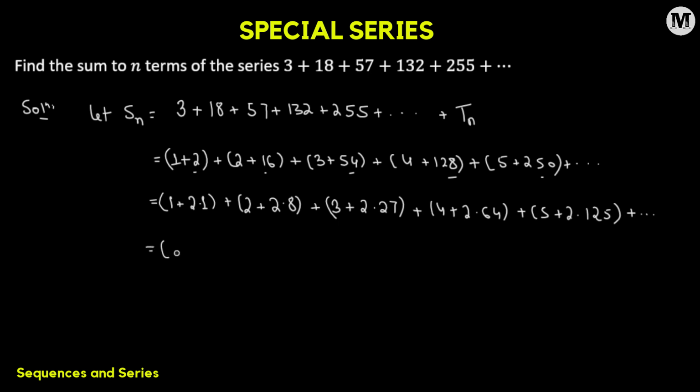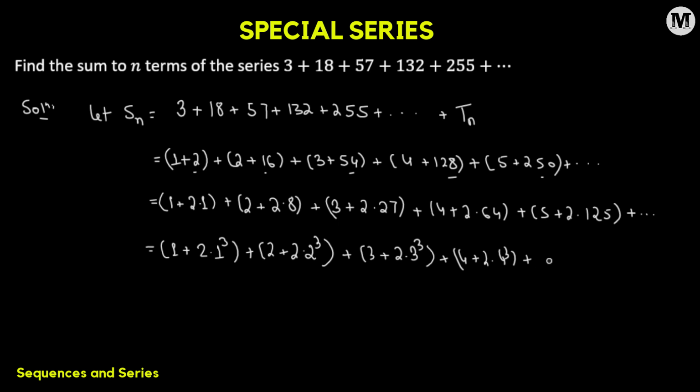Now again we're going to rewrite each of the terms. So our first term will be 1 plus 2 times 1, but we're going to express it as 1 cubed. It will become evident in a moment. Next we have 2 plus 2 times 8, but this 8 can be expressed as 2 cubed. Added to that, we have 3 plus 2 times 27, and 27 can be expressed as 3 cubed. Then 4 plus 2 times 4 cubed. So you can observe that there is a pattern arising here. So we have the term 5 plus 2 times 5 raised to the power of 3.